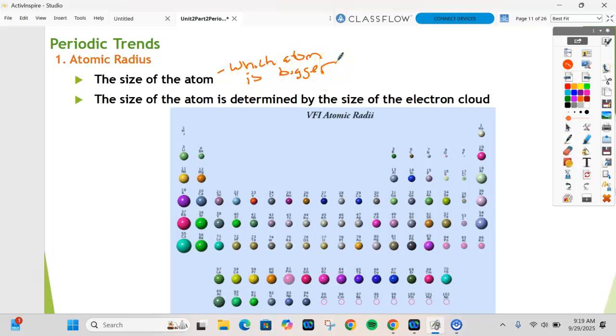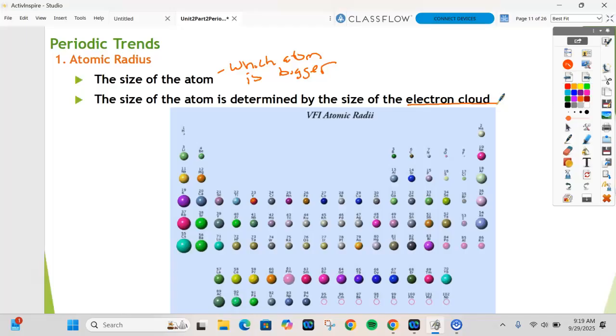Now, the size of the atom is determined by the size of the electron cloud. The nucleus of an atom is very, very compacted in the center. It does not contribute to how big the atom actually is. It's that electron cloud that gives the atom its size.